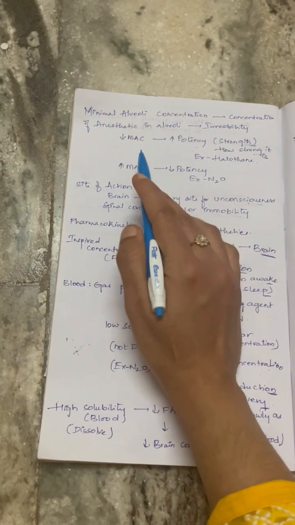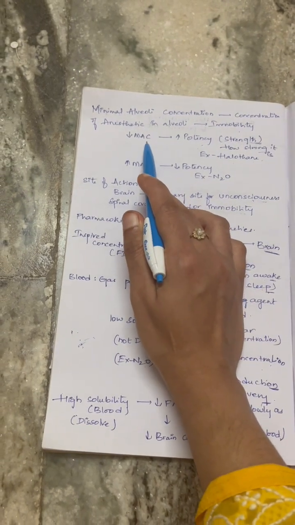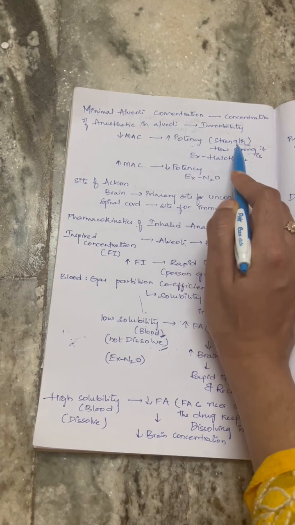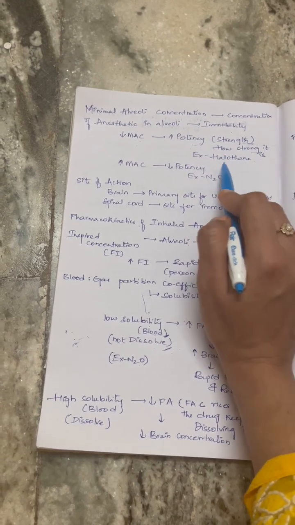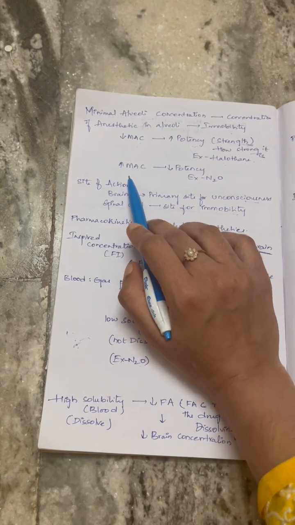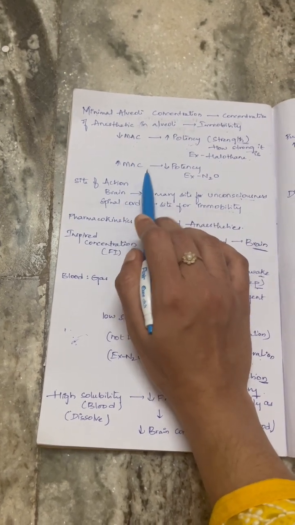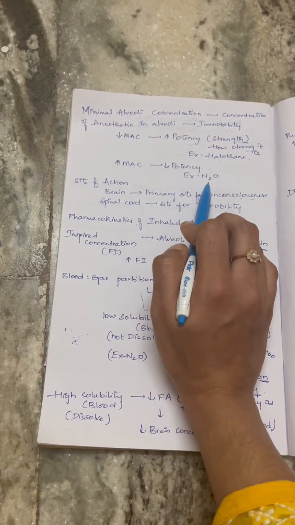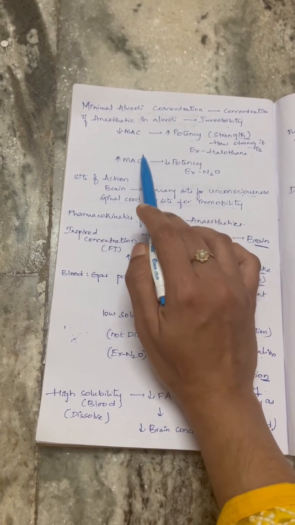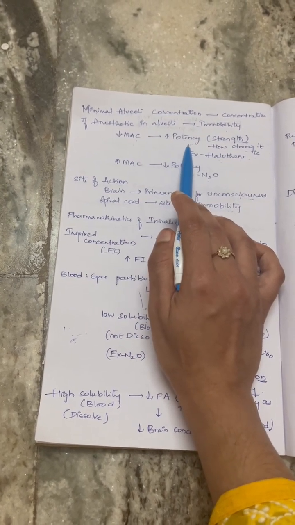If you look into it, when there is a decreased concentration, there is a high potency. Potency is nothing but the strength, like how strong it is. The example is halothane. And in the opposite way, when there is an increase in the concentration, there's a decrease in the potency. The example for it is nitrous oxide. You'll understand why we are talking specifically about the potency and the induction.